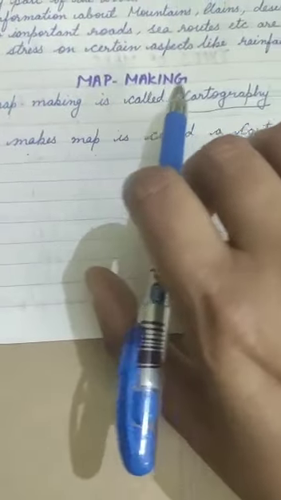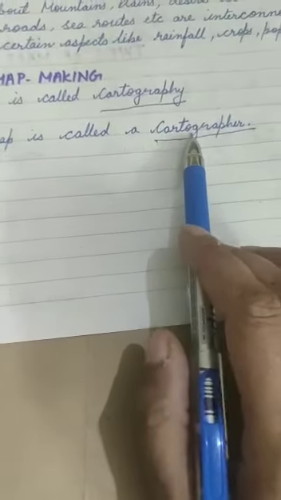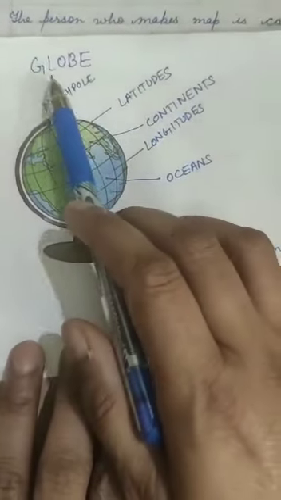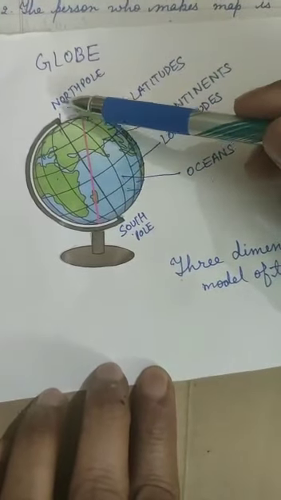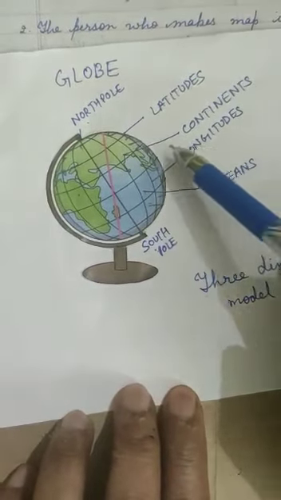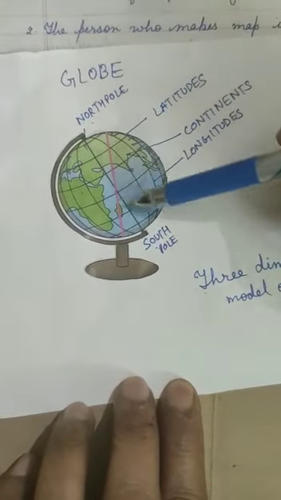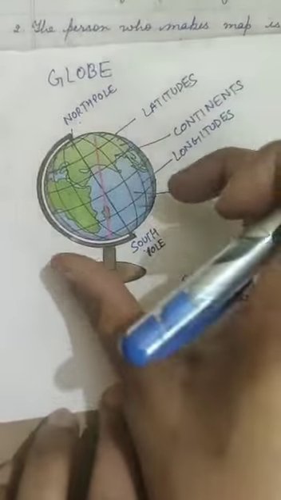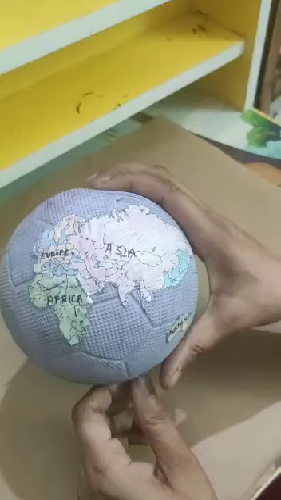Map making. The art of map making is called cartography. The person who makes maps is called a cartographer. Now, we will study about the globe. A globe is a model of Earth. It has two end axes, North Pole and South Pole. It shows latitudes, longitudes, continents and water bodies. Due to its length, height and width, it is considered to be a three-dimensional model of the Earth.